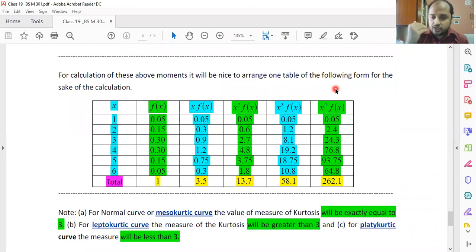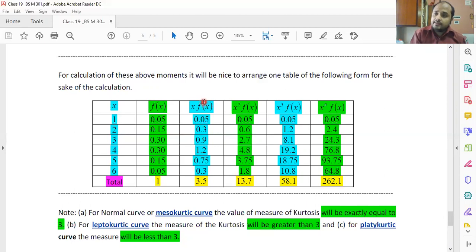The probability, the chance of making mistakes will be minimized. So here in this particular chart, I have shown the values of x as has been given in the problem, the value of f(x) as has been given in the problem, and I have calculated the terms like x into f(x), x square into f(x), x cube into f(x), and x to the power 4 into f(x).